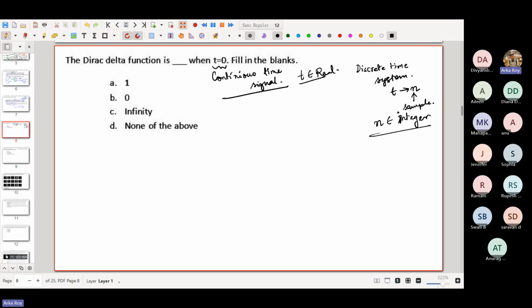Now, for these two different notions, continuous time signal and discrete time signal, you have two delta functions. Both are called delta function only. Over here this is delta t, and over here this is delta n. But this definition somewhat changes when you go from the continuous domain to the discrete domain. So what is the definition of delta t in continuous time signals? Anyone? What is the definition?